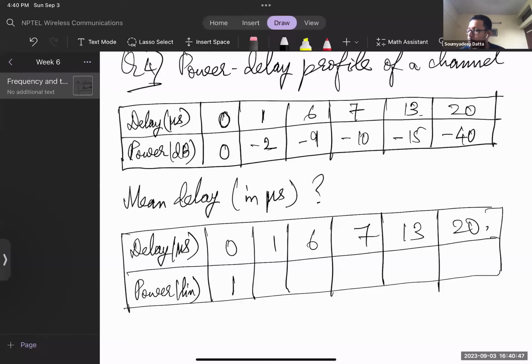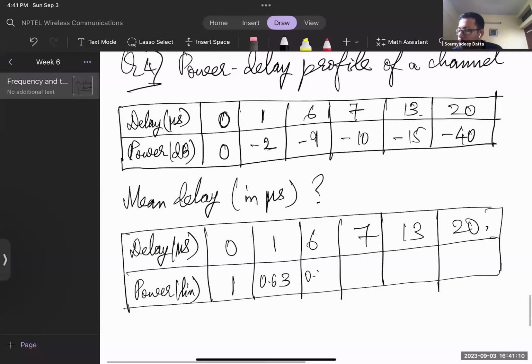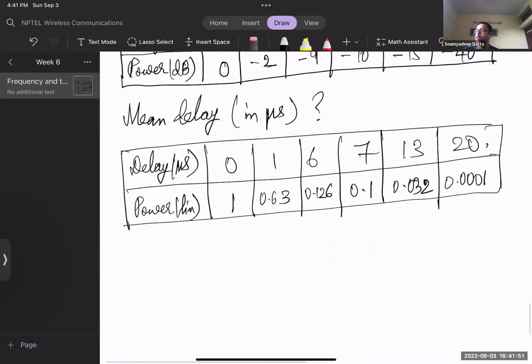This you have calculated. So I'm getting 0.63, and then 6 is minus 9, so 10 to the power minus 0.9. That comes out to be 0.126 roughly. And then this is minus 10, so this is 10 to the power minus 1. So this is 0.1. This is 10 to the power minus 1.5. You should be quick with these kinds of calculations. And 20 is 10 to the power minus 4, that's 0.0001, I believe. Right?